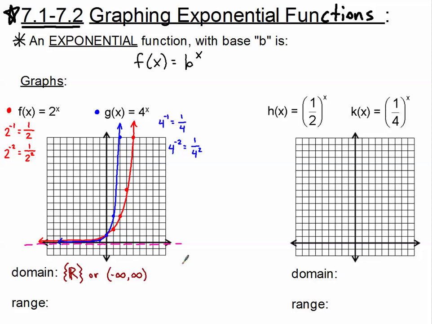The range, on the other hand, is restricted because we do not have any negative outputs. In fact, we don't even have the value of 0 as an output. Our range starts at 0 and then goes up infinitely to positive infinity. So we could do the set of all y such that y is greater than 0. It's basically saying that everything positive works, but not the 0. Or if you'd rather do interval notation, we would start with the parenthesis and go from 0 to infinity. The parenthesis meaning that 0, again, is not included.